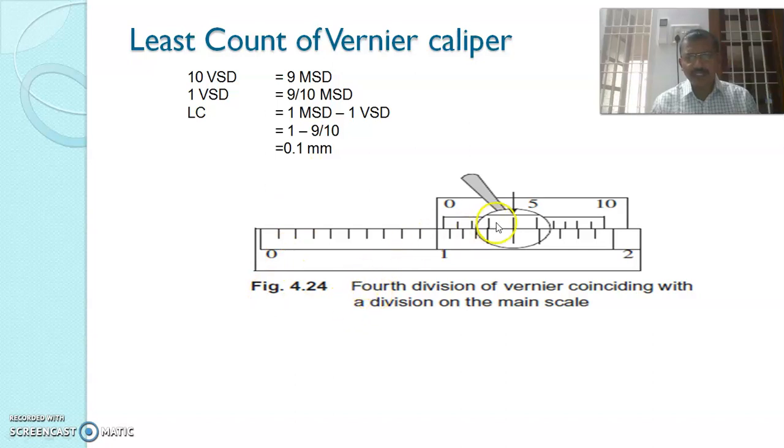In this case, it is 1 centimeter and it rests on the fourth division of vernier that coincides with a division on the main scale. So that reading is equal to 1 cm plus 4 into 0.1, so that is equal to 1.4 mm. You cannot measure 1.4 mm using a steel rule.